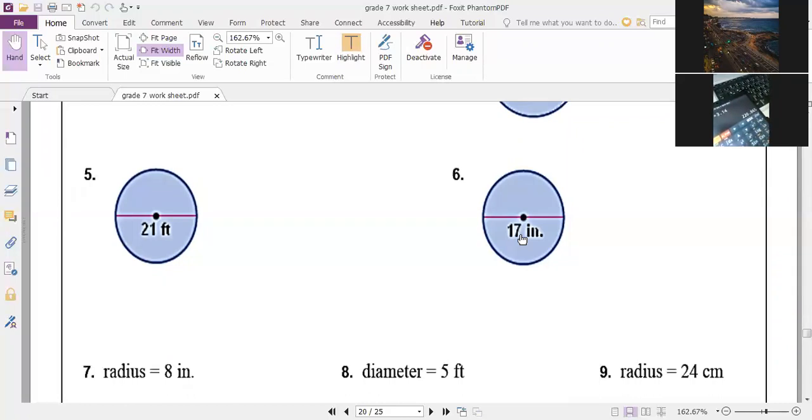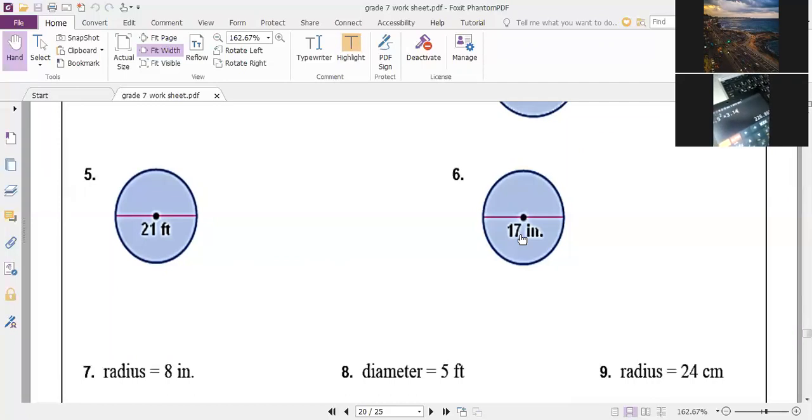So 3.14 times 8.5 squared. The result here is equal to 226.865. This is the result of the circle.